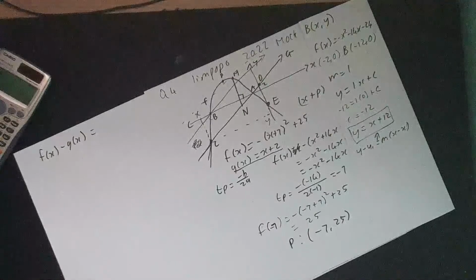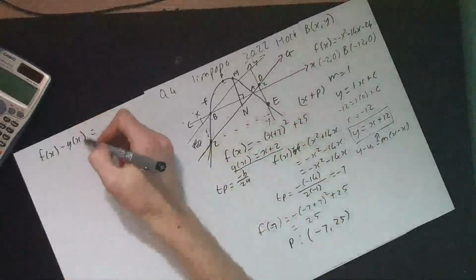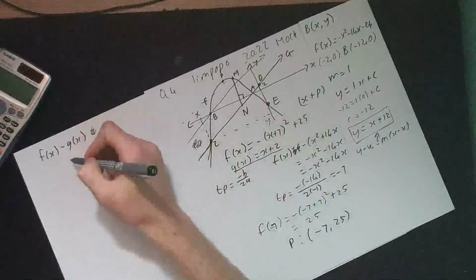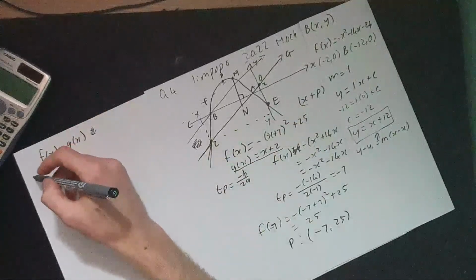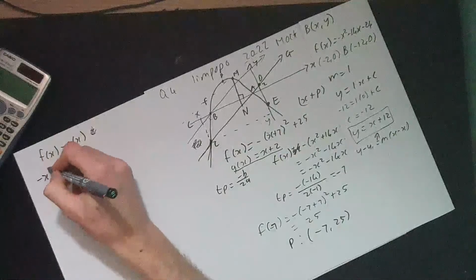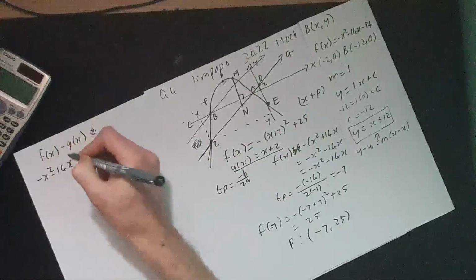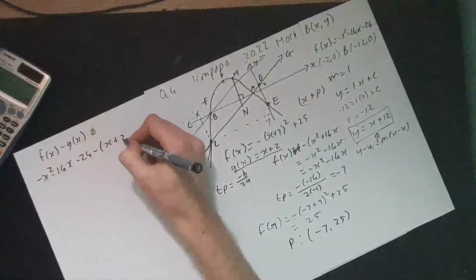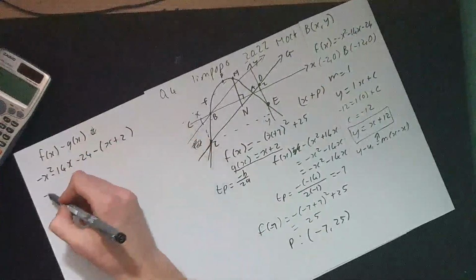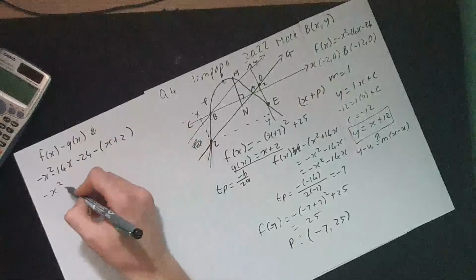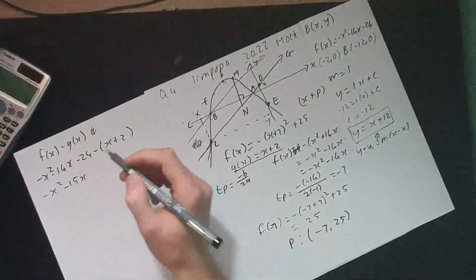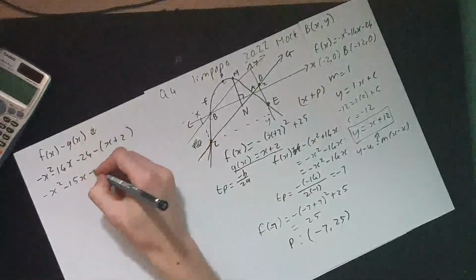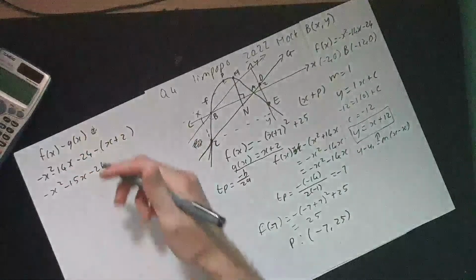Okay, so you're essentially finding this over here. Once we have this, we're going to end up with minus x squared minus 14x minus 24, and then we're minusing x plus 2. So we end up with minus x squared minus 15x minus 26, but we want to maximize that.